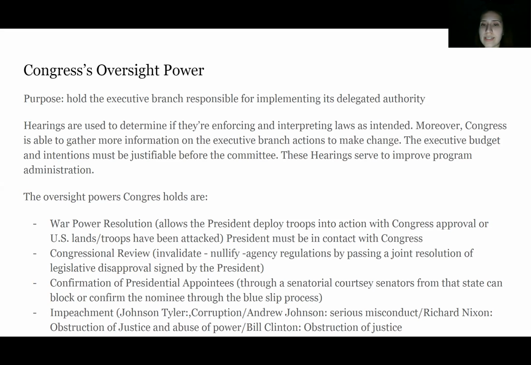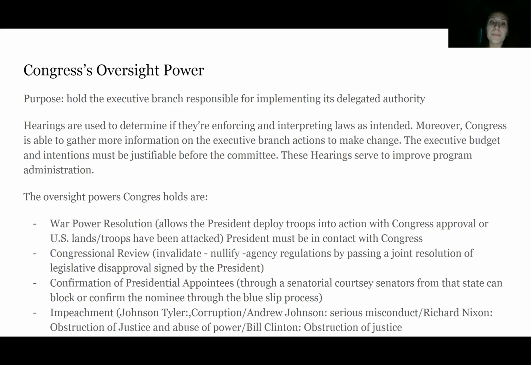Confirmation of presidential appointees. So Congress is broken up into the House of Representatives and Senators. When a position needs to be filled within a certain state, the president can ask for senatorial courtesy. So that is when a senator will be able to either share their support or block a nomination through the blue slip process. So many senators from that state, let's say it was Texas, would go ahead and say, yes, I support this nomination that the president is making, or I don't support this nominee that the president is making.